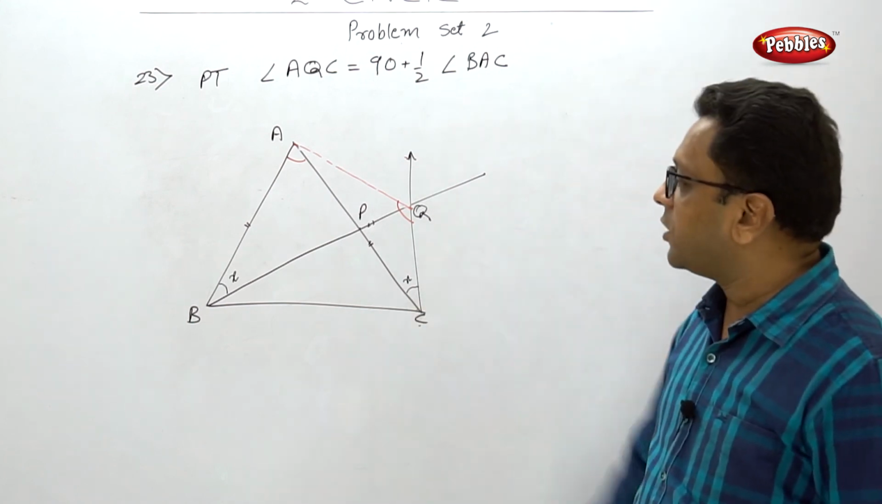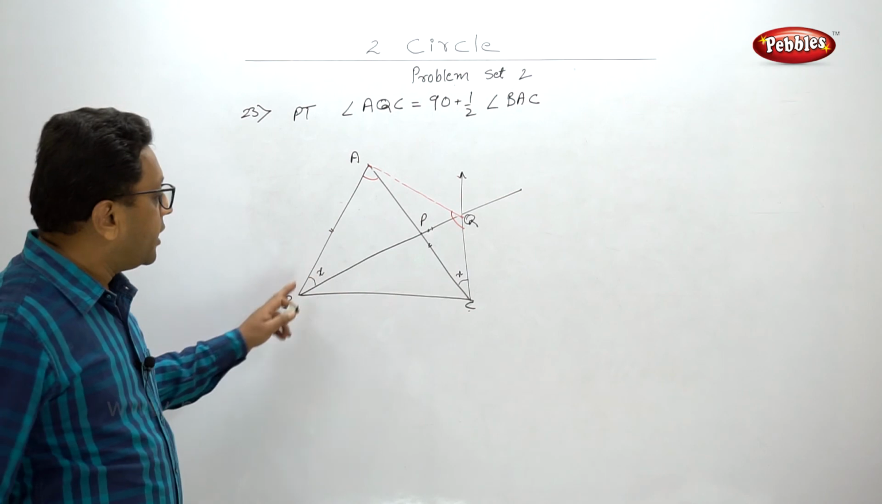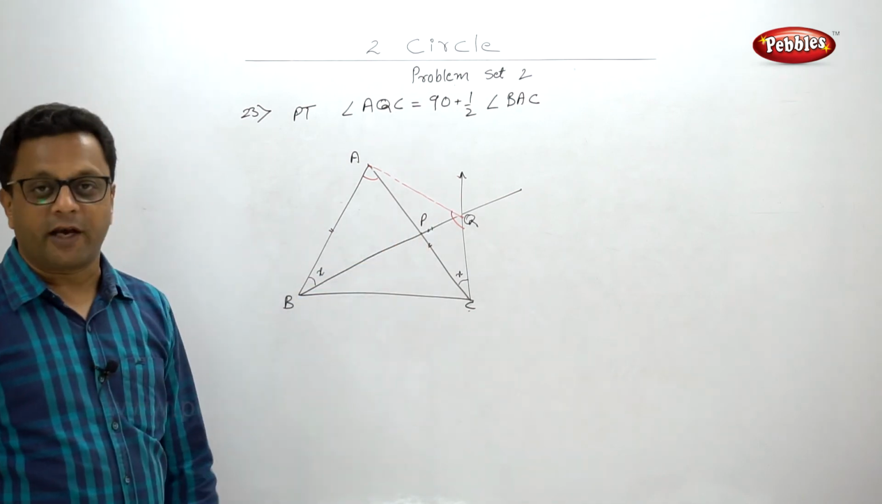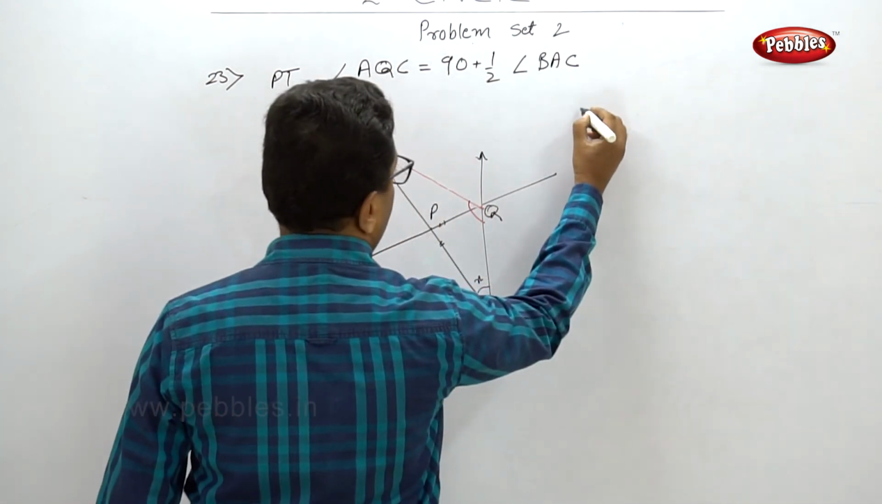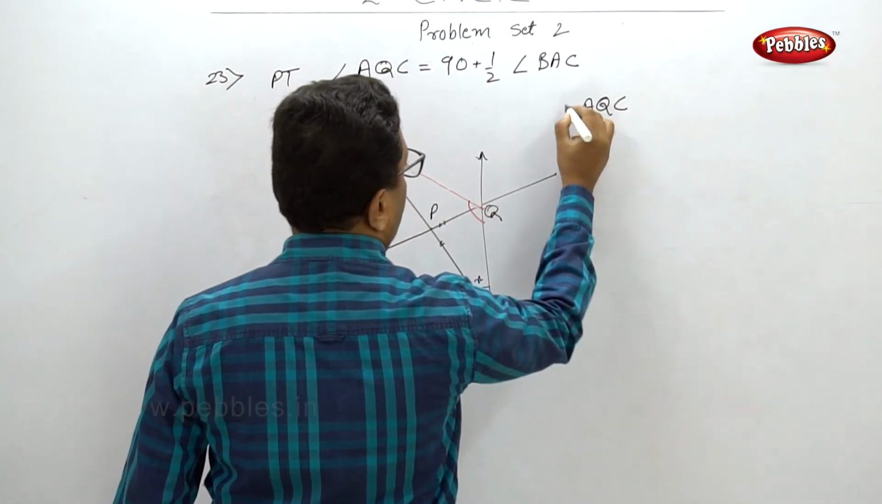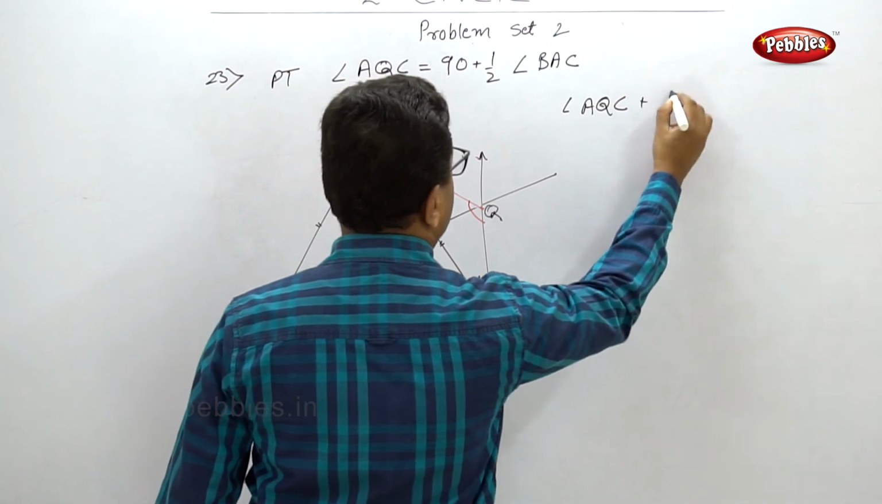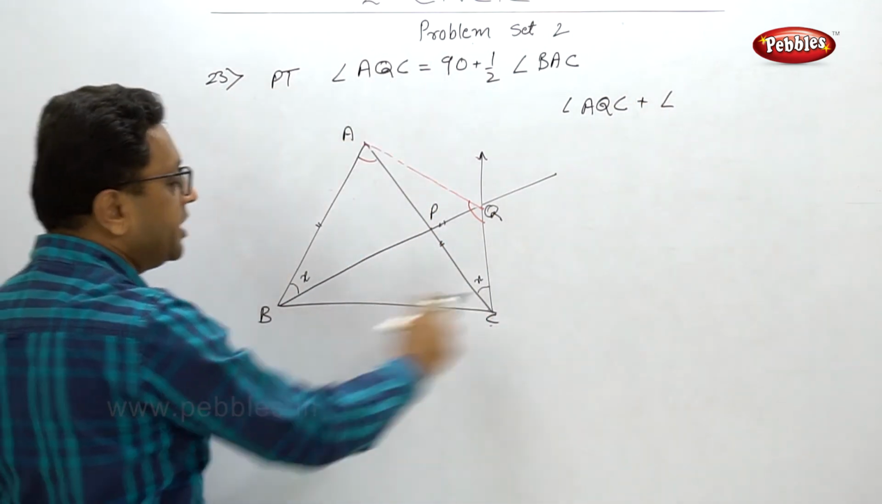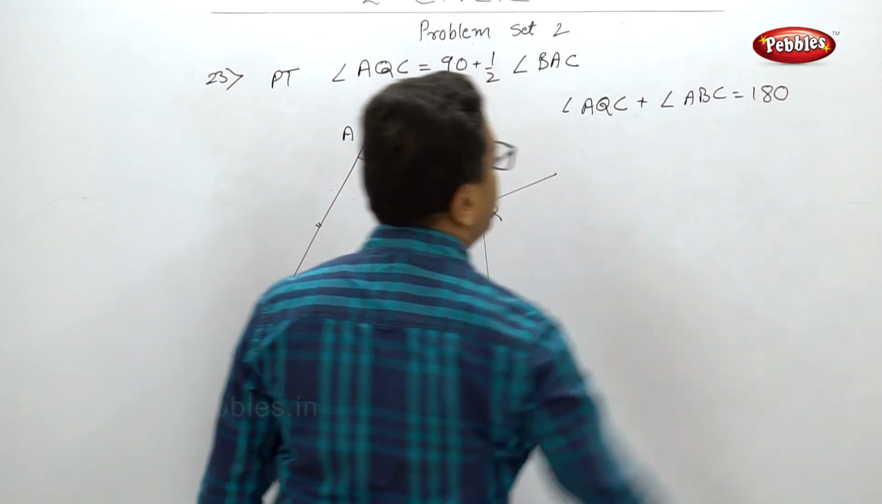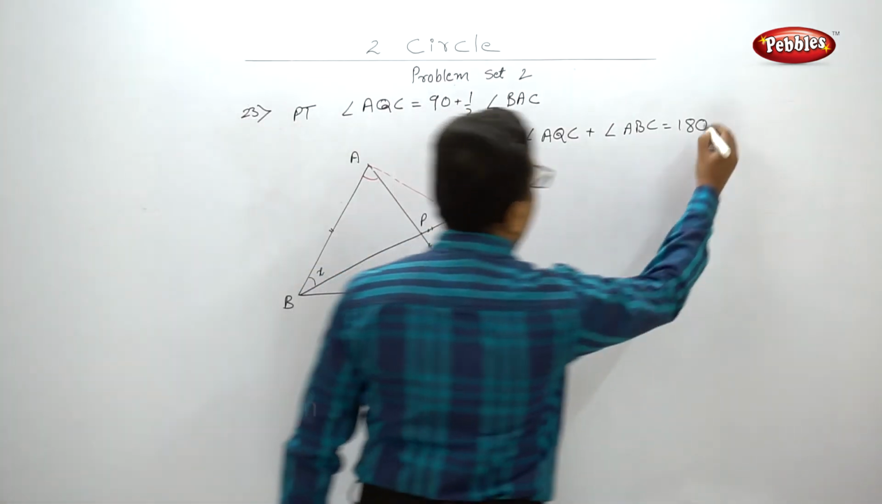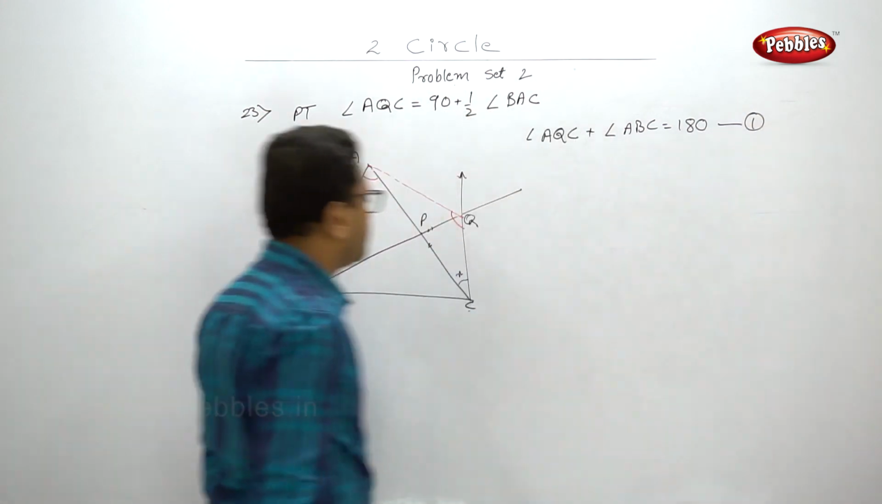And in a cyclic quadrilateral, we know that angle B and angle Q are supplementary angles. So let us write that angle AQC plus angle ABC is equal to 180 degrees. So we have got this as our first statement.